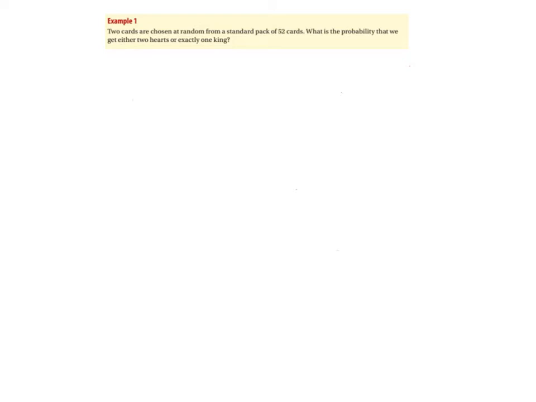So there are 2 events here. I'm going to call getting 2 hearts event A. I'm going to call getting exactly 1 king event B, and what we're trying to work out is the probability of A union B here. That means we have to work out the probability of A, the probability of B, and the probability of A intersection B, because the probability of A union B is the probability of A plus the probability of B minus the probability of A intersection B.